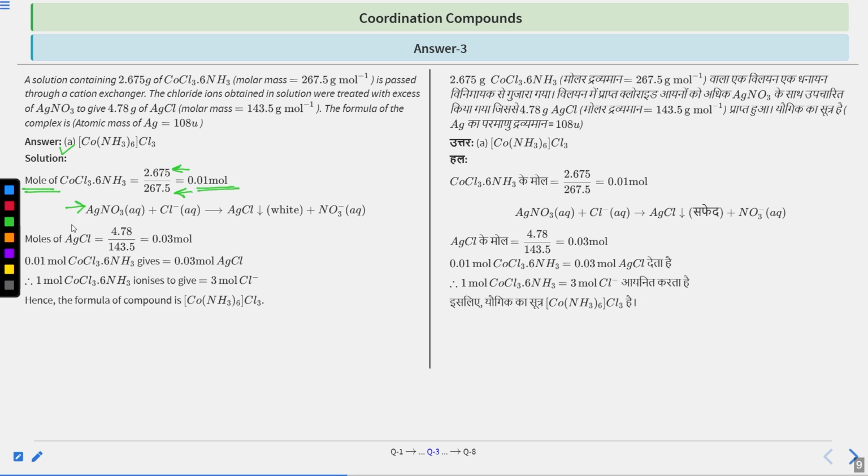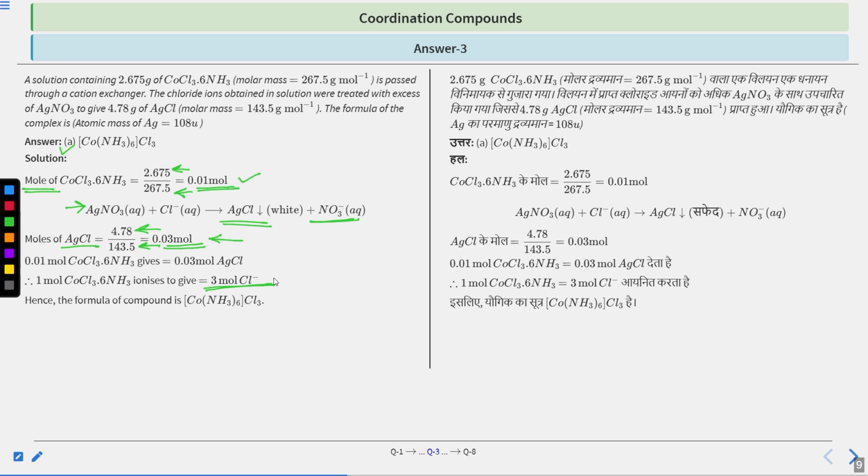Now this is the reaction happening. AgNO3 plus chloride giving us the precipitate of AgCl, which is white in color, plus NO3- ion. Now moles of AgCl will be equal to given mass upon molar mass again. So it is 0.03 mole. So what you can observe is that 0.01 mole of CoCl3.6NH3 gives us 0.03 mole of AgCl, right? Therefore, 1 mole of CoCl3.6NH3 ionizes to give 3 moles of chloride ion, right? We just relate both the terms and calculate.